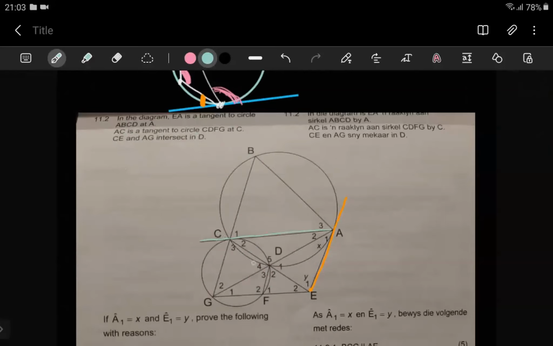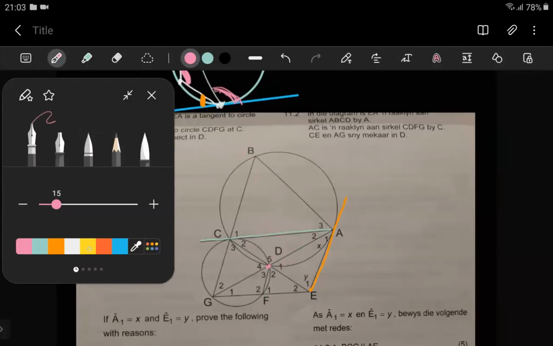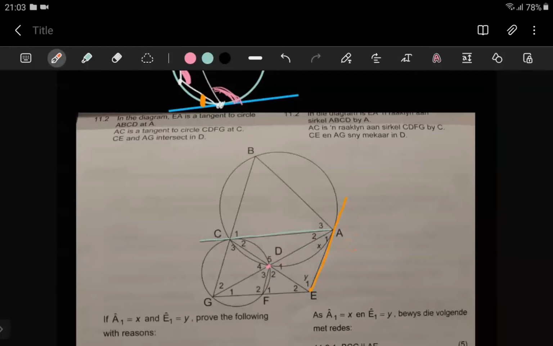So CE and AG intersected D. You see, so they're just basically describing the sketch. But then what is important is you see here how they have mentioned something like this is a tangent. Already for yourself, you can be thinking of things like the tan chord theorem, as we said. But the thing is, you don't want to put too many pieces of information. You want to just put what may be relevant.